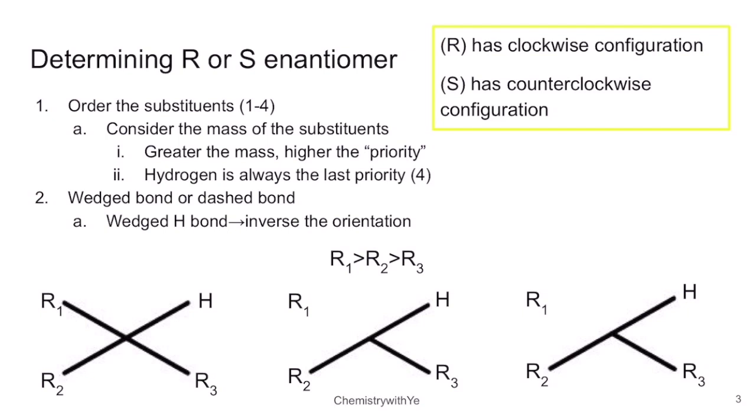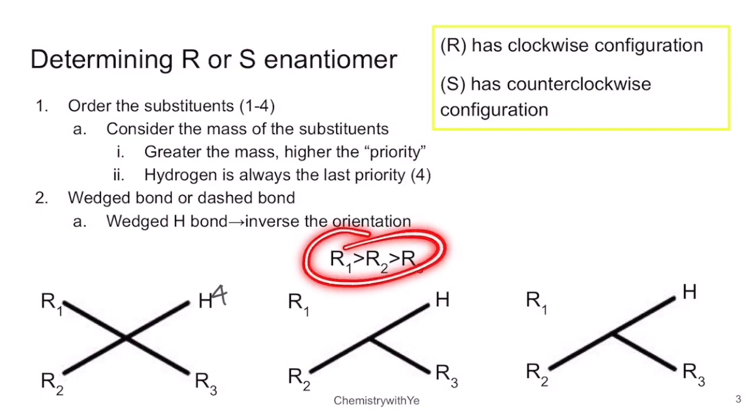To determine whether the enantiomer is S or R, you must first order the substituents 1 to 4. Then also consider if there are any wedged or dashed bonds. The order of the substituents is based on the mass of the substituent, with the greater the mass having the higher the priority. By looking at this example here to the left, hydrogen we would automatically number with 4.